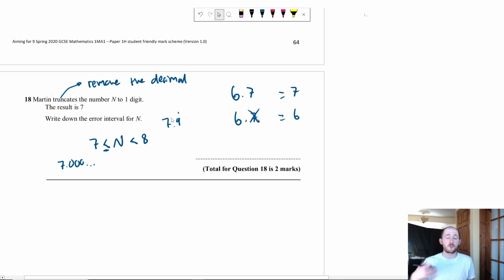And both of those would truncate to 7. Because again, when you truncate something, you literally just cross out the decimal. You ignore the decimal. So it can either be 7.0 going on forever, or it can be 7.9 going on forever. Anywhere between those 2 values. Any questions about truncating? To be honest, I imagine it's a word you just haven't heard before, but it's actually relatively easy after you go through it.